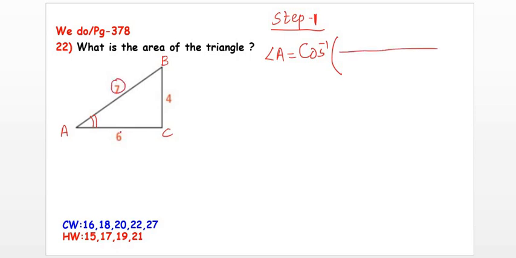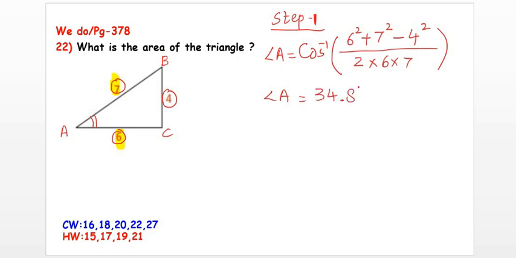And what do we say? First, we square these two sides in which the angle is included. So it's going to be 6 squared, and we add 7 squared, and then we subtract the square of the third side. So it's going to be minus 4 squared. And what do we write in the denominator? 2 times the sides in which the angle is included. So it's going to be 2 times 6 times 7. You will put all of this on the calculator and let's get the answer. So angle A is becoming 34.8 degrees. Okay, so let's write it over here. It's 34.8 degrees. Now step 2 is very simple. We have to find the area. So how can we find the area?